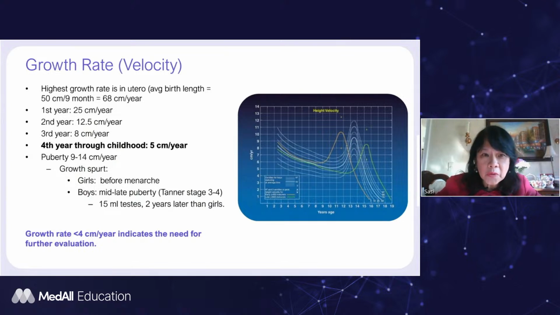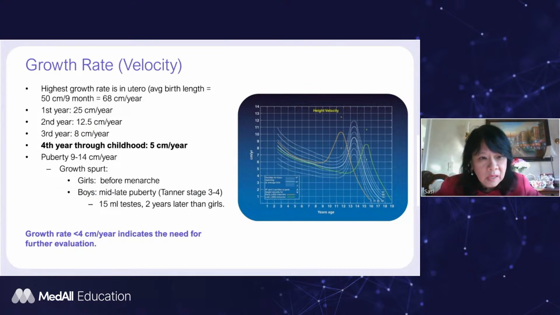So in terms of growth rate, growth velocity, the highest growth rate is in utero, 50 centimeters in 9 months. So that equals 68 centimeters per year. That's very rapid growth that we see in the fetus. And after birth, we also have rapid growth, about 25 centimeters per year. And then the growth rate will slow down to about 12.5 centimeters per year in the 2nd year, and drop to 8 centimeters per year in the 3rd year.